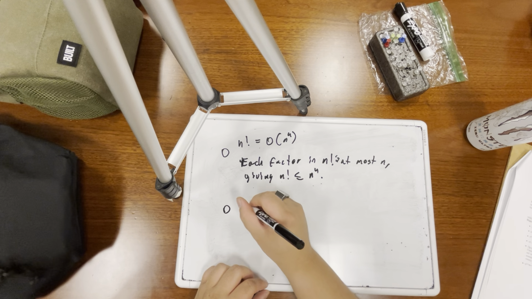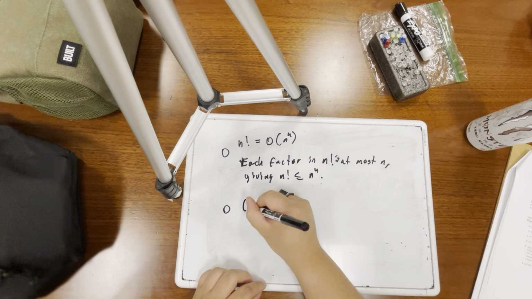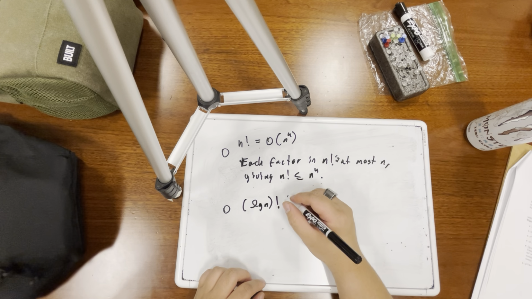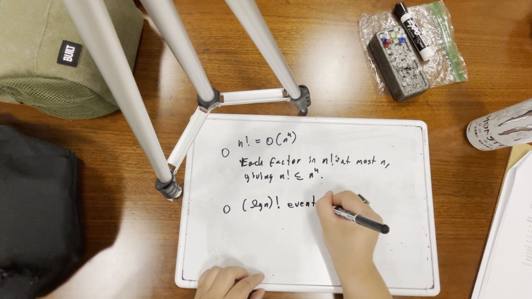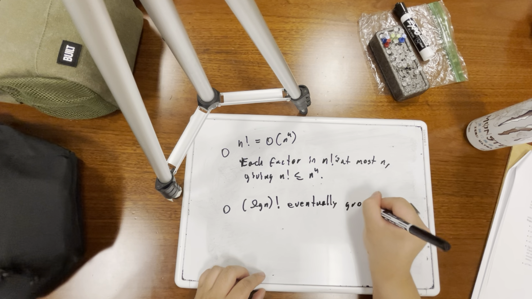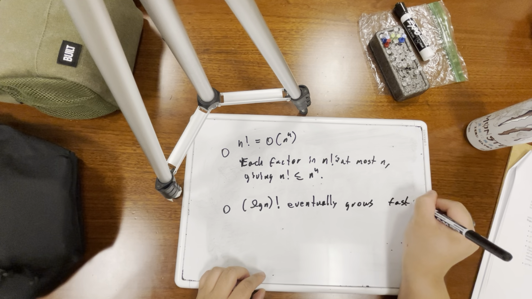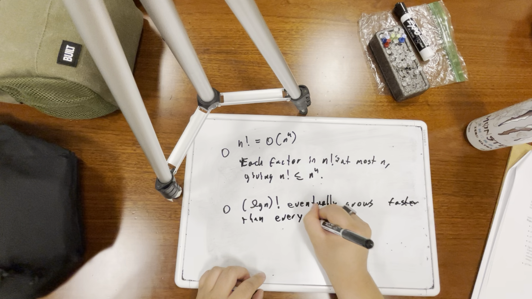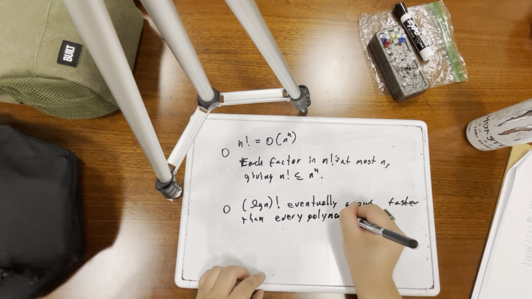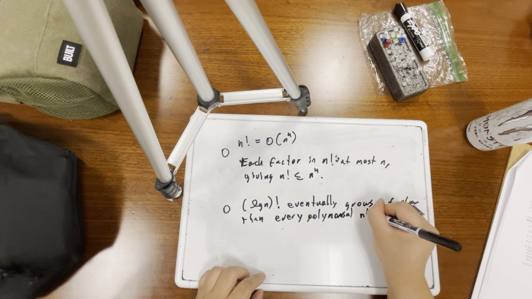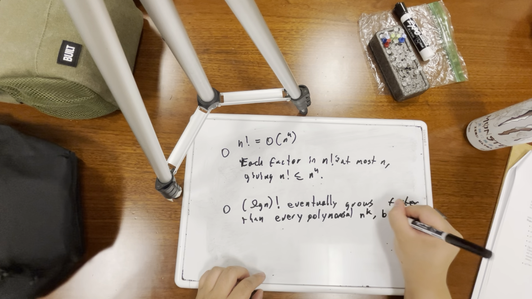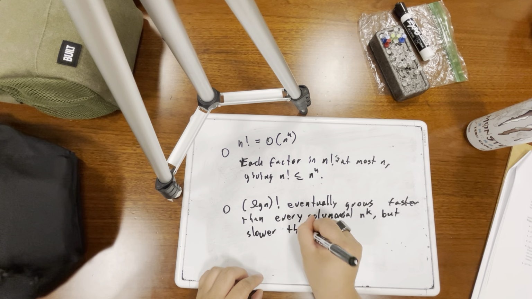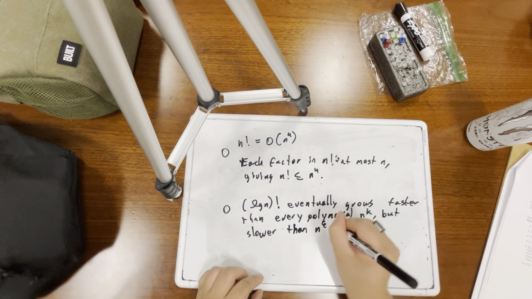Okay, now let's talk about this interesting case here, which we've looked at a bit, which is (log of n) factorial. Well, that eventually grows faster than every polynomial n to the k, but slower than n to the epsilon.